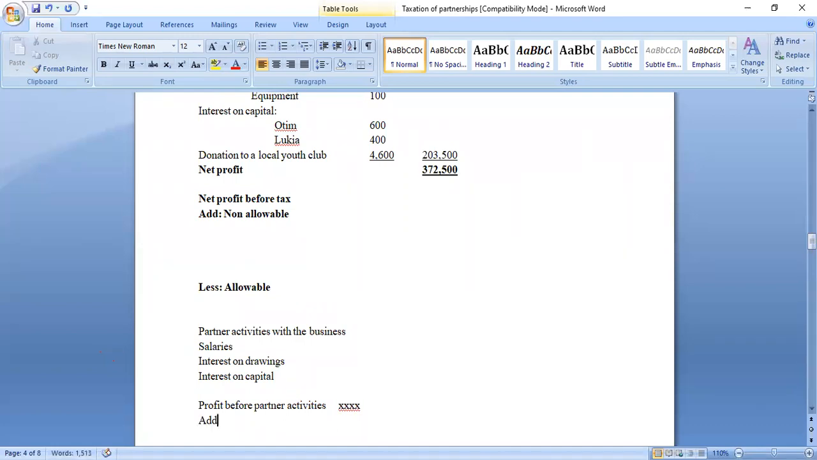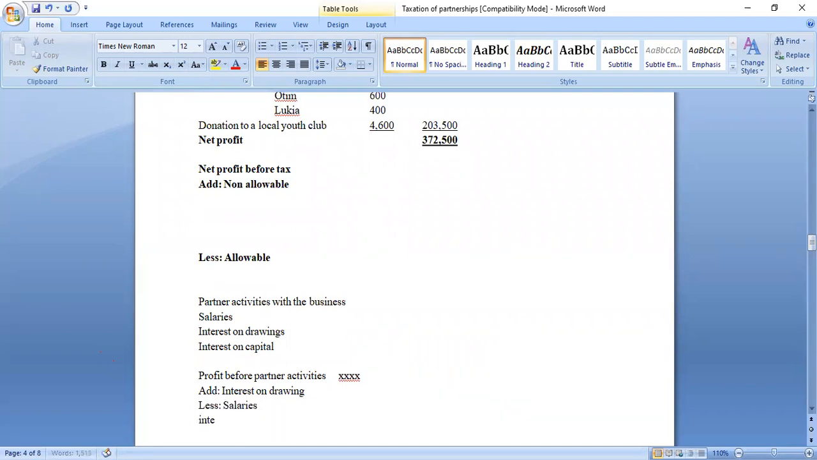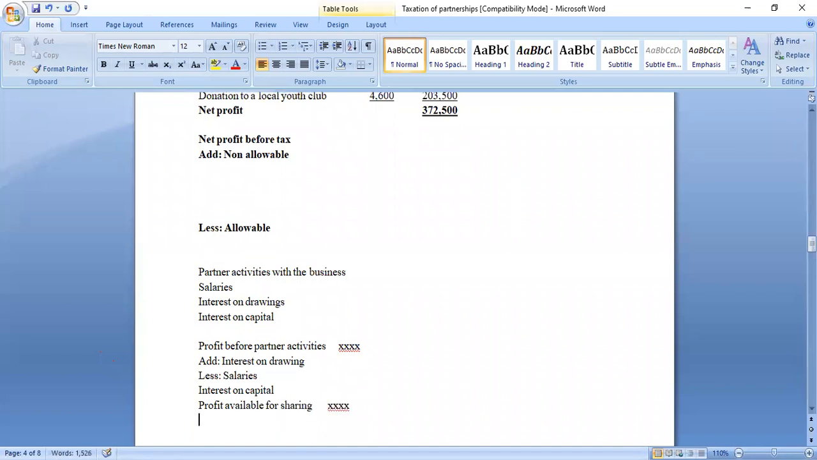So what you do is you add back interest on drawings so that you have a profit with that interest. Then you less salaries, also interest on capital, so that you have a profit available for sharing. That's right English, but it's available to be shared by partners. And then you share. In sharing, of course, we share based on the ratio.